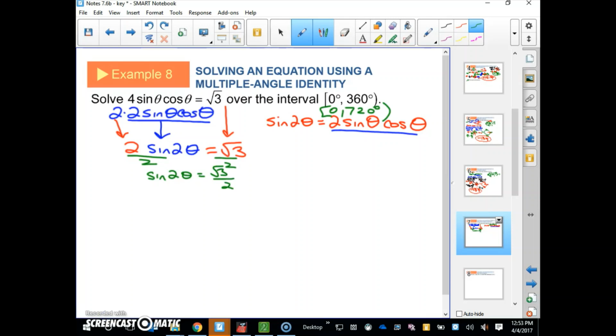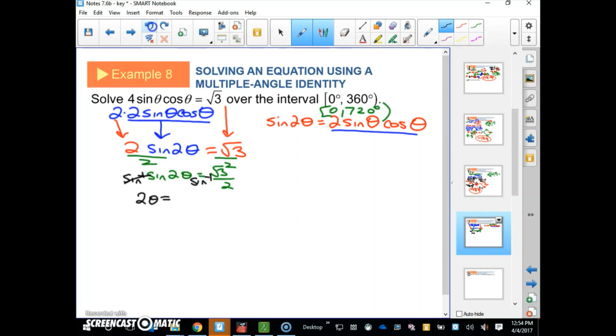Be careful. I know people are going to try to jump the gun and get rid of this 2. Solving an equation is like peeling an onion. You can't peel off an inside layer yet. We have to peel off the sine function before we can get rid of that 2. So to isolate the variable, my next step is to get rid of that sine. I've got to do an inverse sine.